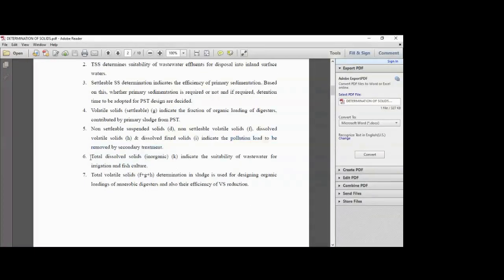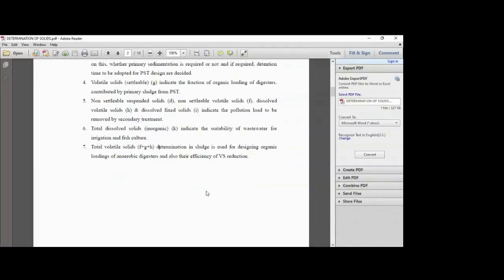So total dissolved solids, that is inorganic, indicate the suitability of the wastewater for irrigation and fish culture. So we've already seen this. So TDS is again important, inorganic. So it will be deciding what is the suitability of the wastewater for irrigation and fish culture.